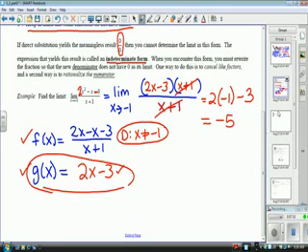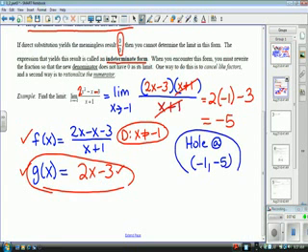And what does that answer really tell us on this? There's a hole at negative 1, negative 5. Because of the fact we have this domain problem.